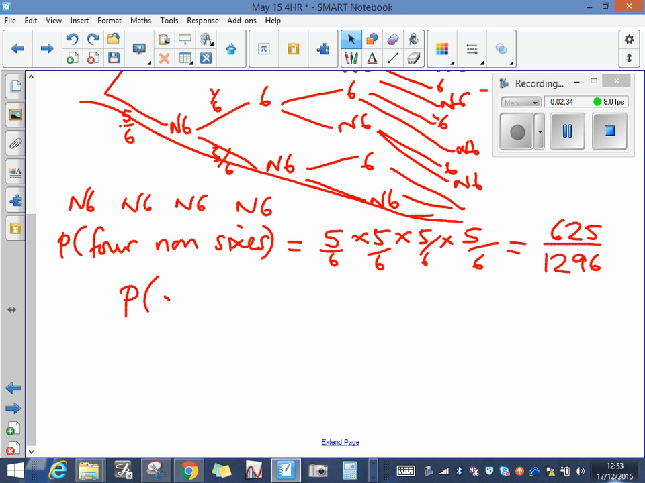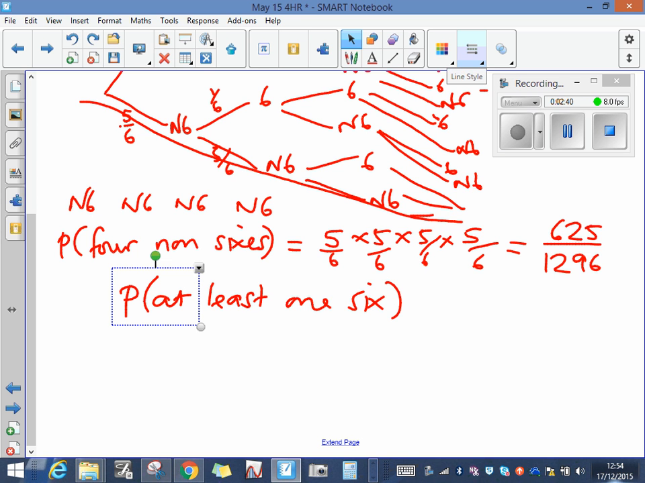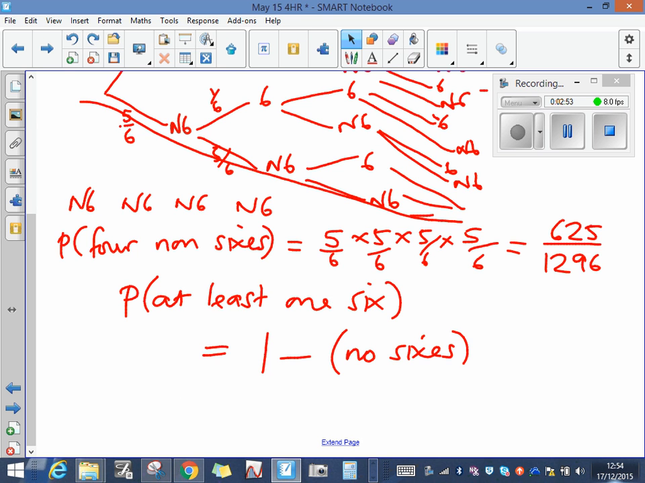So the probability that he does actually get at least one 6 is going to be all of the other probabilities added up. We know that all of the probabilities in total must add up to 1. So the probability of at least one 6 is going to be 1 take away the probability of getting no 6s, which is what we've got here. So it's 1 minus 625/1,296ths, which is 671 over 1,296.